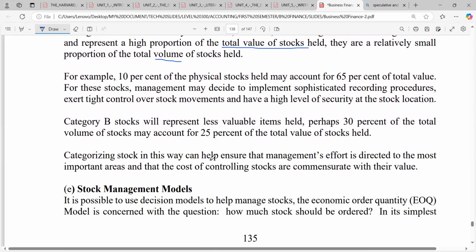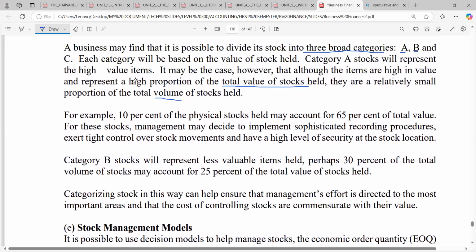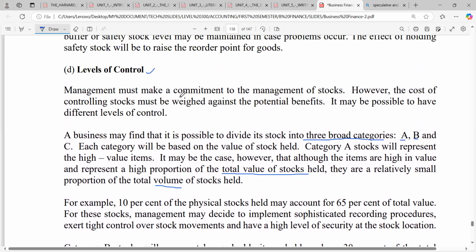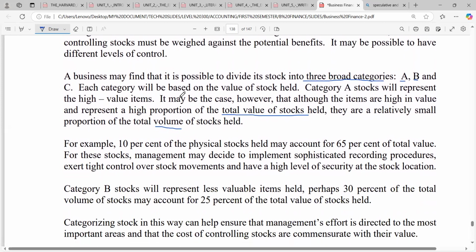So category B will fall in between. It says there are less valuable items held. Perhaps 30% of the total value of the stock may account for 25% of the total value of the stocks held. So like I was using graders, then trucks, and then saloon cars. Trucks can be category B items. Then we have categorizing stock. This would help you. So the category C items, they are less in value, but the quantities that you keep are more. That is looking at the level of control by categorizing your stocks into 3 items.